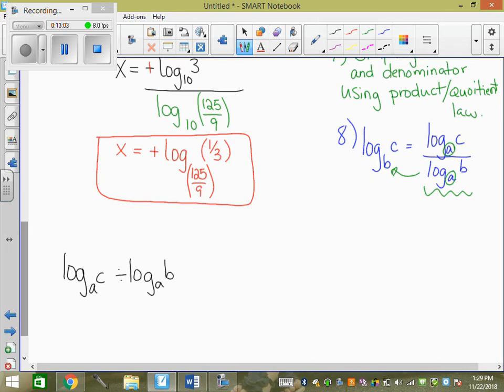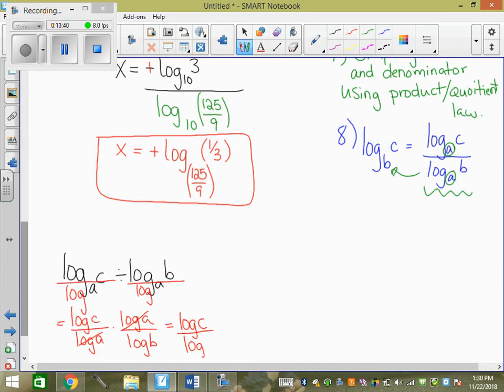I'm writing them side by side because both of these actually end up being fractions. What is log base A of C? How else could I rewrite that? Log C divided by log A. And how could I write this one? Log B divided by log A. And then you'd get log C over log A times log A over log B. And so you get log C over log B.